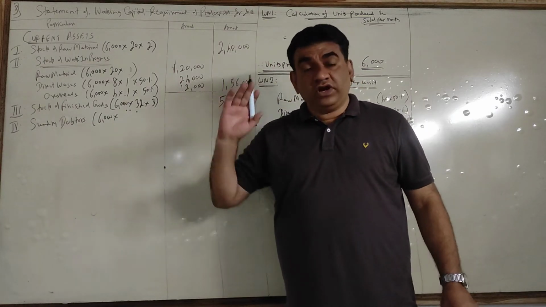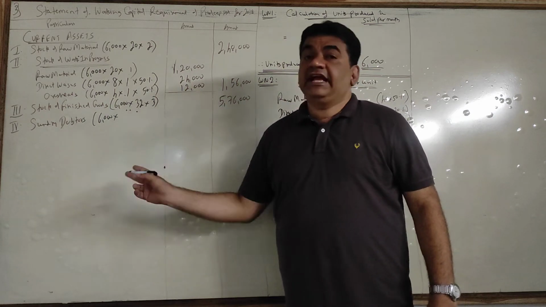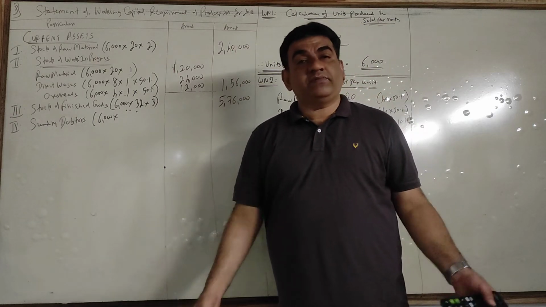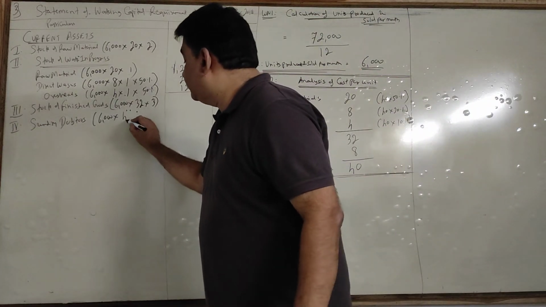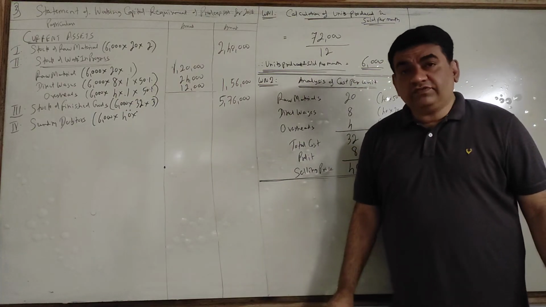So in short, what you are all supposed to do: if nothing is given, you will take it at selling price. If they tell you to take it at cost, then only you take it at cost. But here it says selling price, so we will take it at selling price. That is 40. So 6,000 into 40.